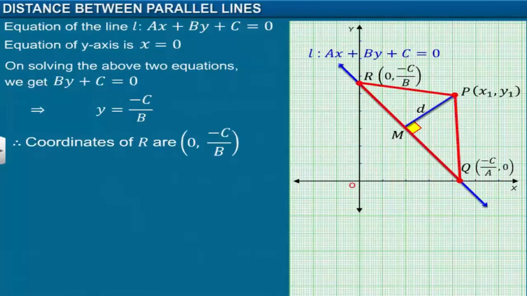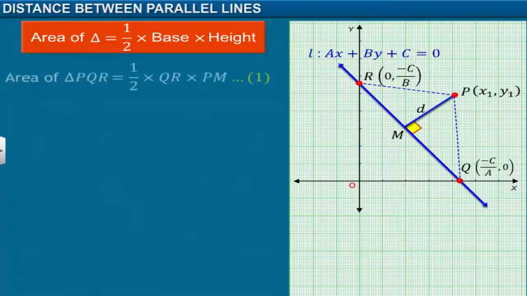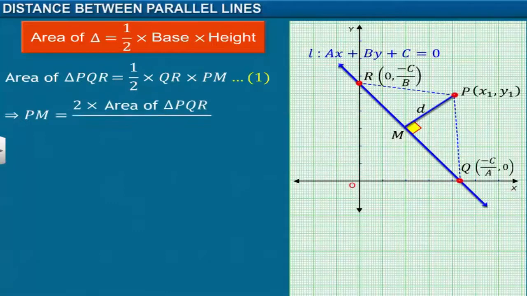Recall that the area of a triangle is equal to 1/2 of the product of its base and height. Thus, the area of triangle PQR is equal to 1/2 of the product of its base QR and height PM. Let this be equation 1. From equation 1, we get distance PM is equal to twice the area of triangle PQR divided by length QR. Let this be equation 2.